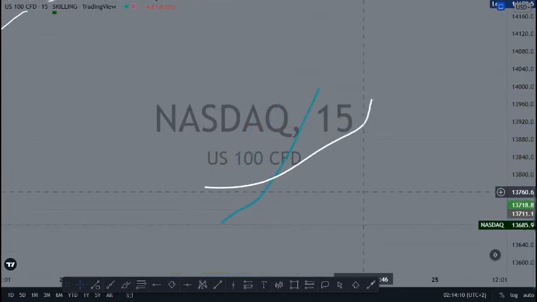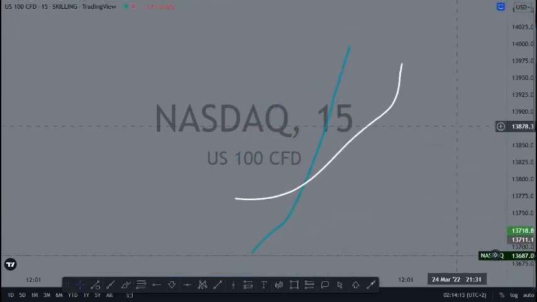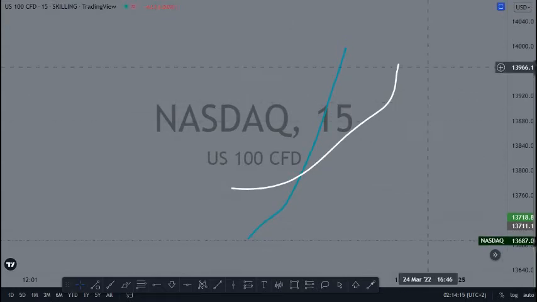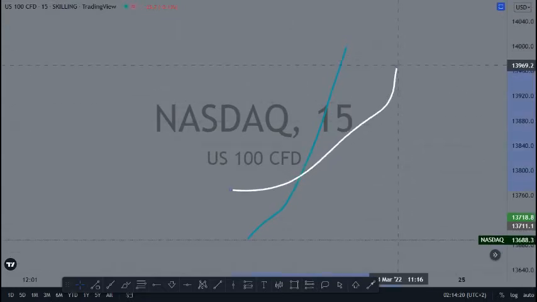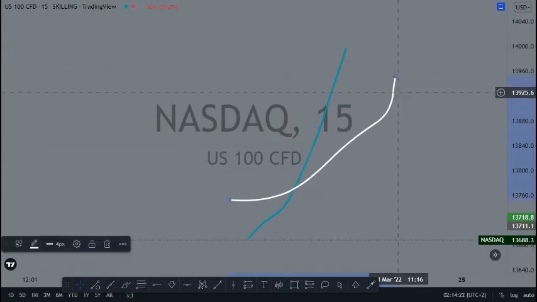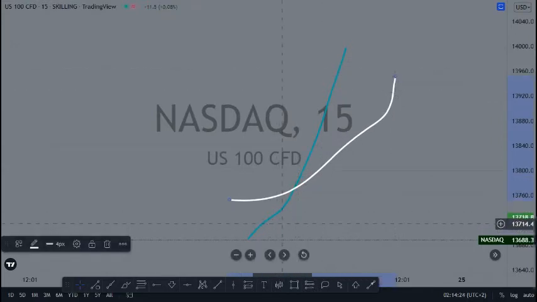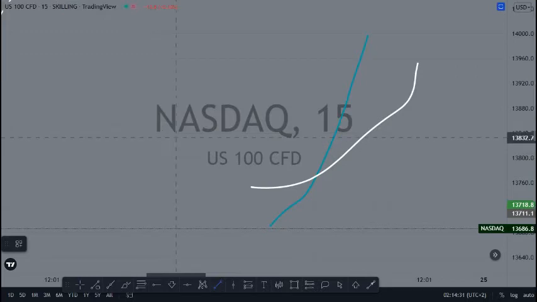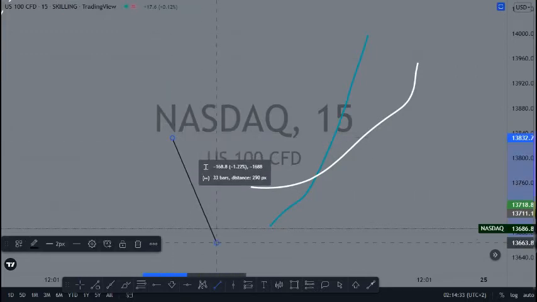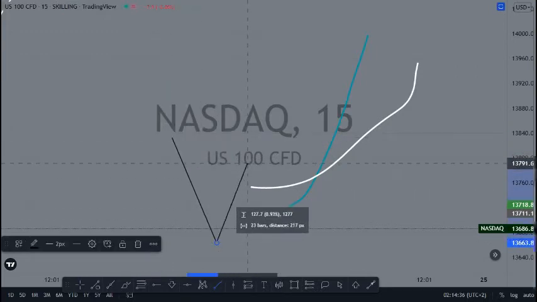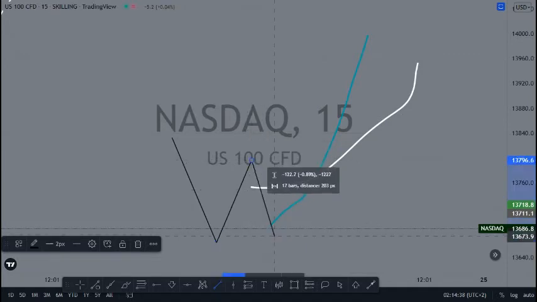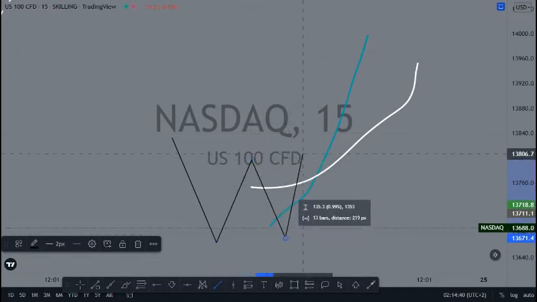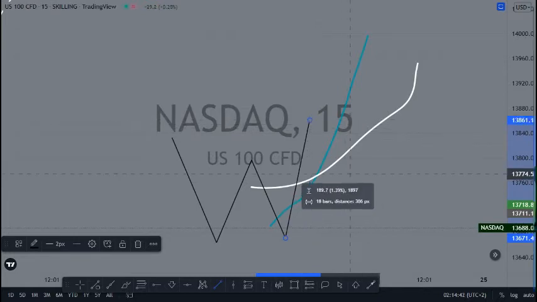So if we look at this, this was an example of a 5200 cross, which is now a buy setup. So what I get here is my peak formation. This is where I get my peak formation. This is my peak formation low.